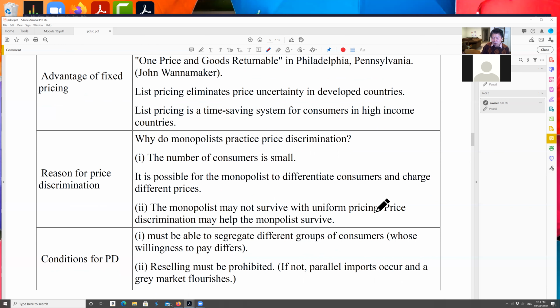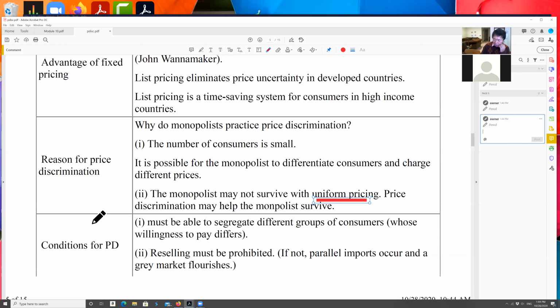You don't have time to waste to find the willingness to pay. You just put a price tag. That's the price you're going to charge to every consumer. And that's what we have been using so far. We have assumed producers are practicing uniform pricing, okay? All consumers pay the same price. That was the assumption. Now we are looking at the advantages of price discrimination.